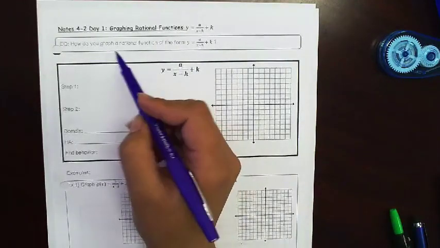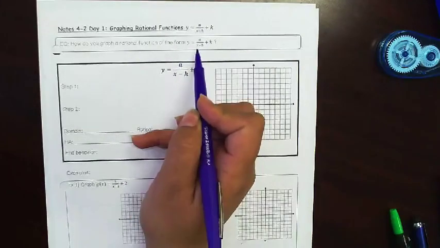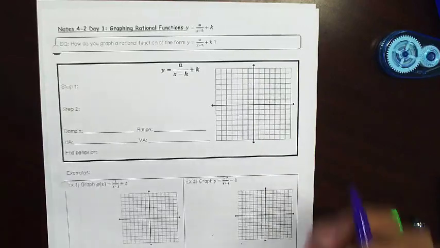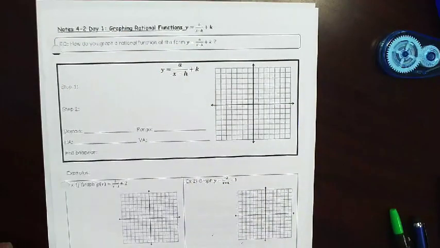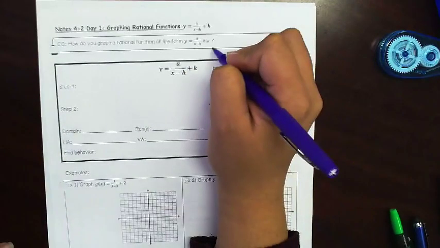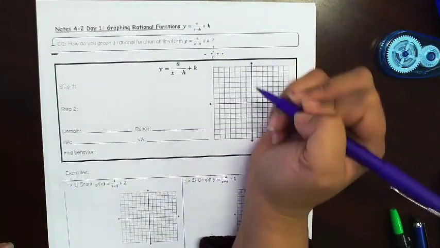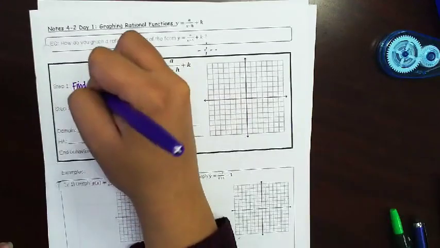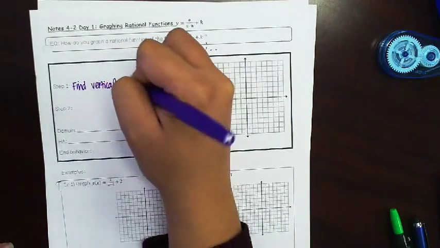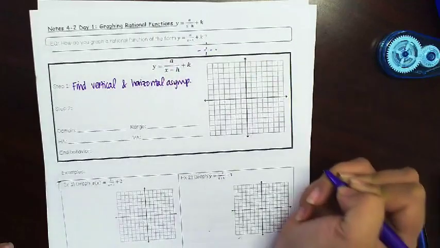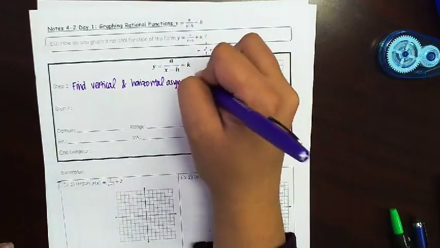So our essential question is, how do you graph a rational function of the form y equals a over x minus h plus k? So I'm going to show you one way, and then using Pearson you can see another way. So the first step is to always go ahead and find your vertical and your horizontal asymptote. Anything of the form that has a number over x is always going to have those asymptotes I just talked about, those lines that you approach but you never ever touch. So step 1 is to find the vertical and horizontal asymptotes. And then once you find them, you're going to go ahead and graph them.